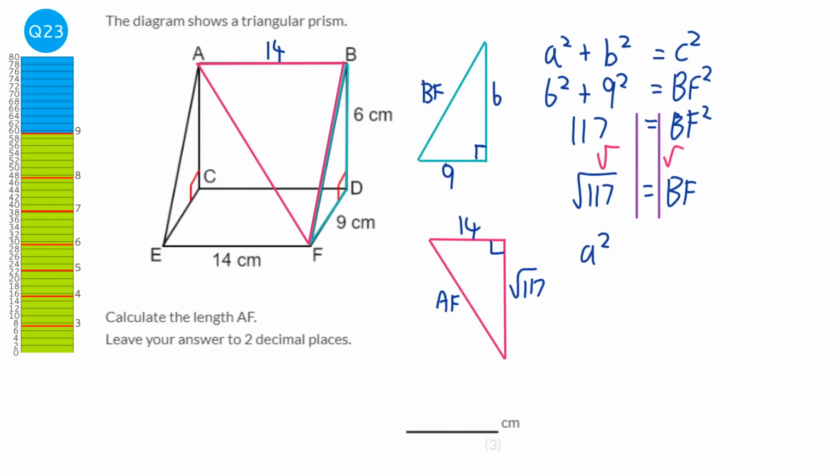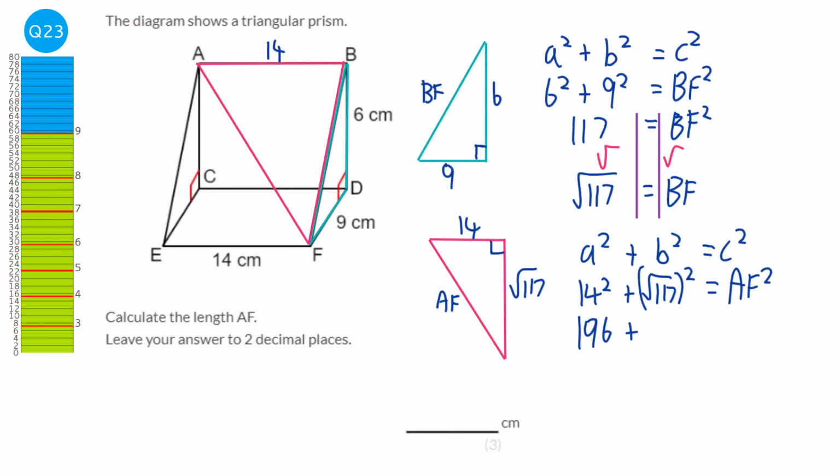Okay, so we're going to use our a squared plus b squared equals c squared, and that is 14 squared plus square root of 117 squared equals AF squared. So 14 squared is going to be 196. Now root 117 squared is just going to get rid of the square root, so it's just going to be 117. And when you add them together you get 313.